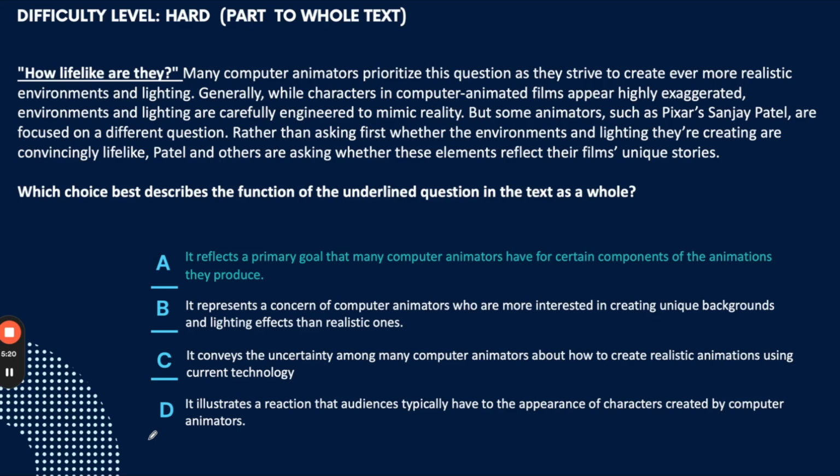Now that we have gone through the steps to tackle the text purpose questions on digital SAT, you are well equipped to identify the main idea and author's intent with confidence. Remember, understanding the purpose of the passage is key to unlocking the rest of the answers in many of these questions.